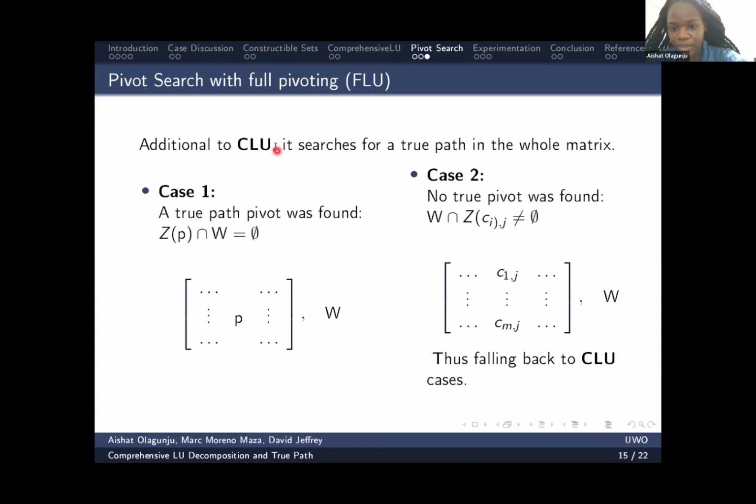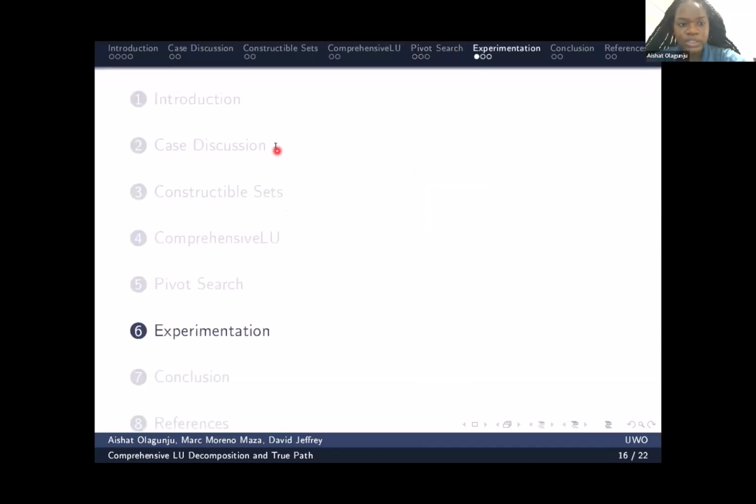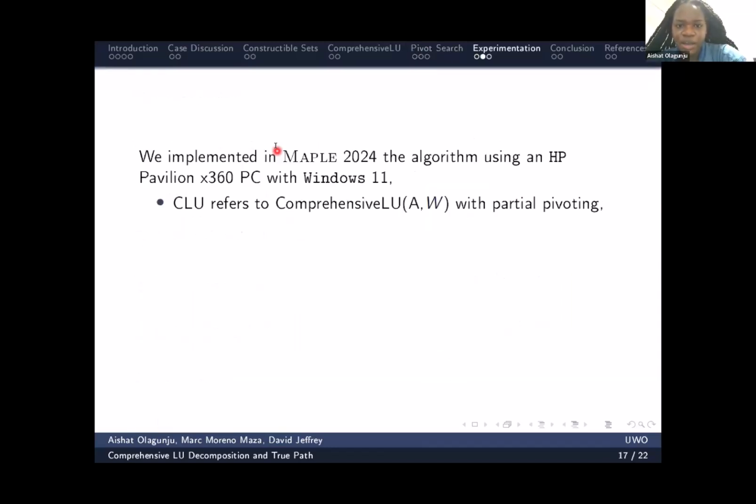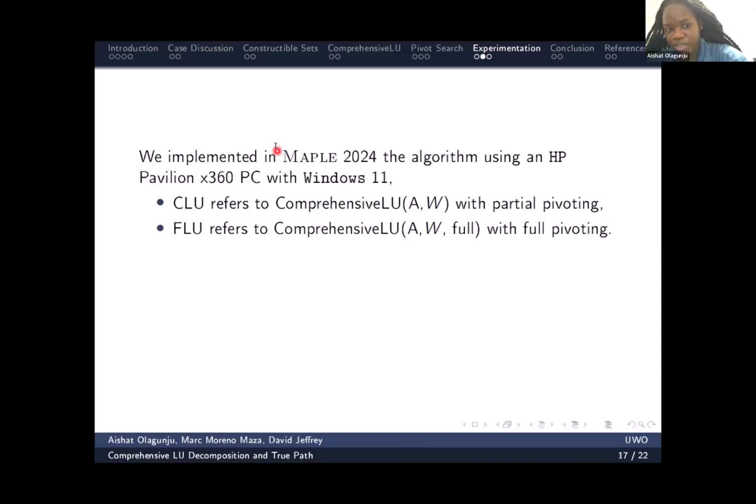If case 2 happens, then we fall back to the COU case, that is the partial pivoting case. Experimentation: we implemented this algorithm in Maple 2024 using an HP Pavilion with Windows 11. COU refers to comprehensive LU with partial pivoting, and FLU refers to comprehensive LU with full pivoting.